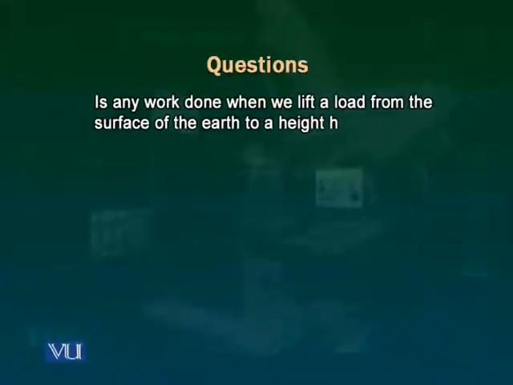Now, if an object gains potential energy, have we done any work? The answer to this question is very obvious. Yes, we have done work because we have moved a certain distance against a force, the force in this case being the force of gravity. So we have applied a force, we have moved a certain distance, work has been done. So if we move an object from the surface of the earth to a height h, we have done work. We have provided work to the system.